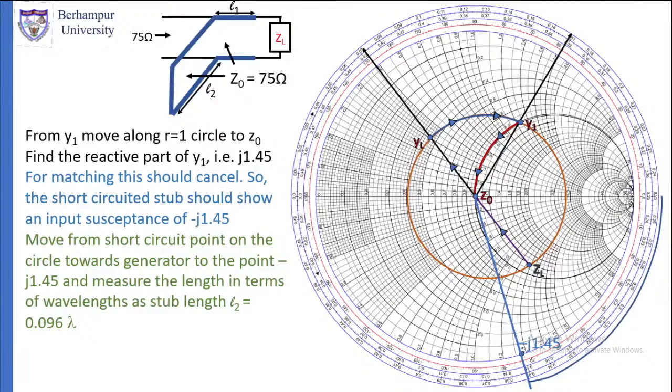So that will do. So move from the short circuit point of the Smith chart. So locate the short circuit point on the Smith chart. Then move from the short circuit point, that you can see is the rightmost point on the Smith chart, along the horizontal line. The rightmost point is the short circuit point when we are using it as an admittance chart. So from there, move towards the generator.